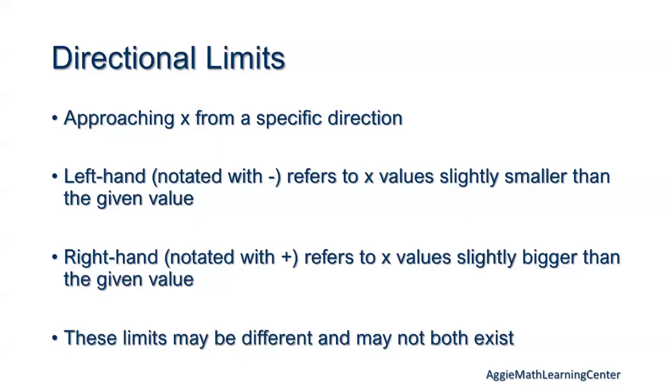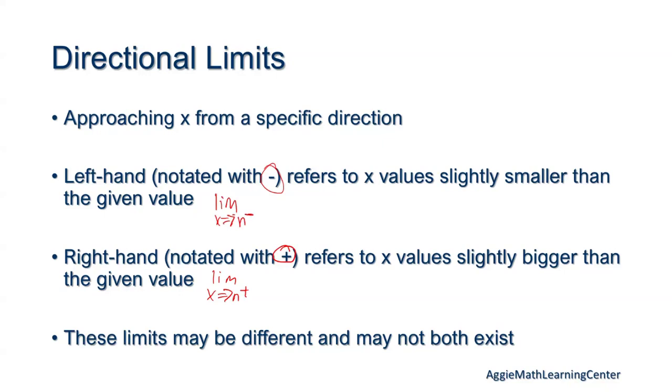So directional limits approach our x value from a specific direction. Left-handed limits are notated by this little minus, and refer to x values slightly smaller than the given value, and right-handed limits, this one, refer to x values infinitesimally bigger than the given value. So they're often given in the form of the limit as x approaches some number from the left, or from the right.